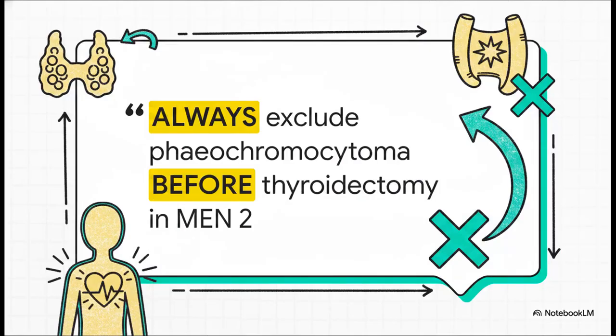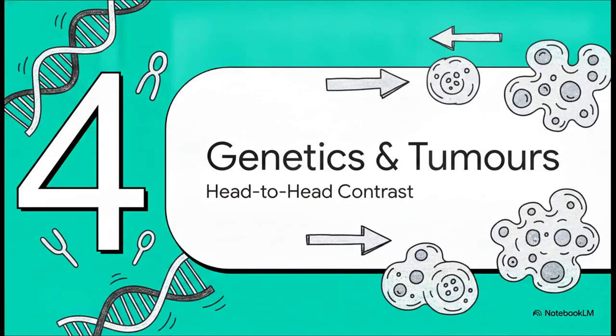Here's another previous year question alert, and this one translates into an absolutely life-saving clinical pearl. Always exclude a pheochromocytoma before you even think about performing a thyroidectomy in an MEN2 patient. Why? Well, if you wheel a patient into the OR to take out their thyroid, and they happen to have an undiagnosed pheo sitting there, the stress of the anesthesia and the surgery itself will trigger a massive, sudden release of catecholamines. That's going to lead to an intraoperative hypertensive crisis, which can be rapidly fatal. Rule out the pheo first. Always, always, always.